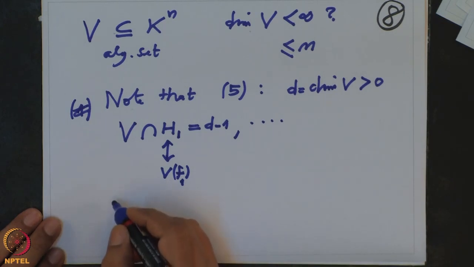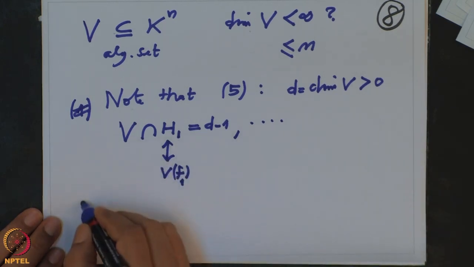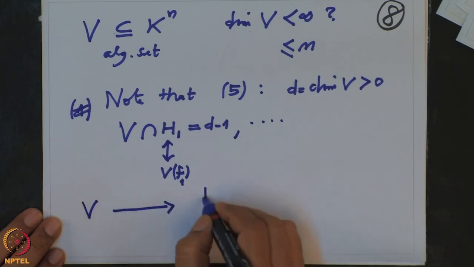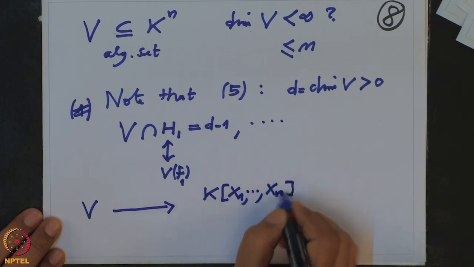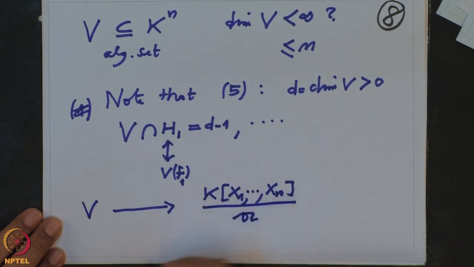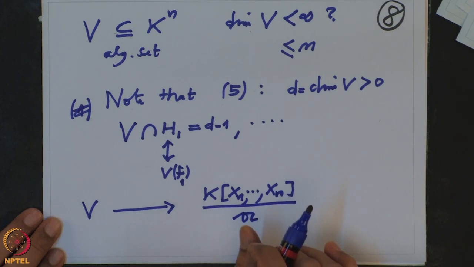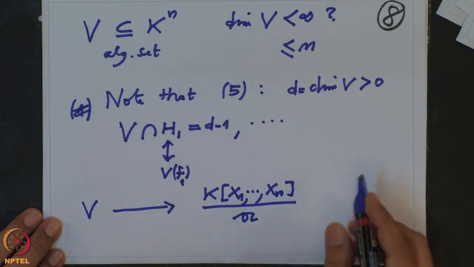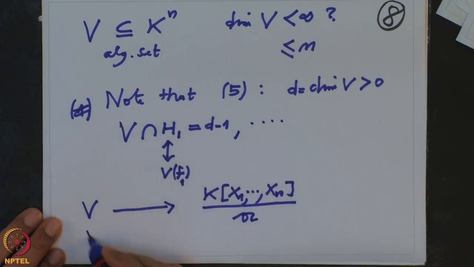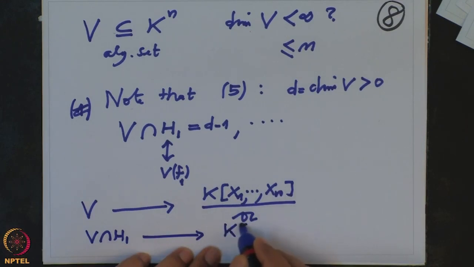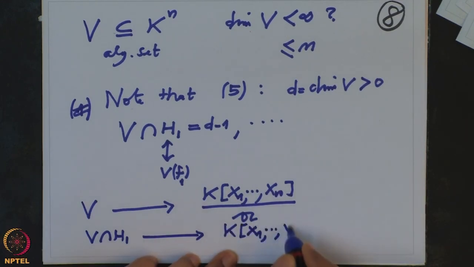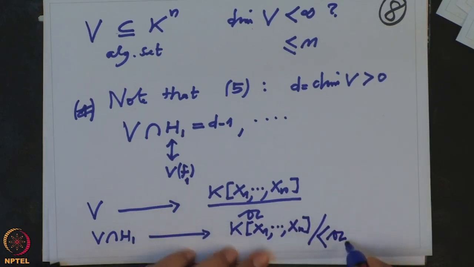So that means algebraically the following. V has the coordinate ring k[x1 to xn] modulo A. And this intersection operation, when I go to algebra, becomes the sum ideal. So V intersection H1 will have the coordinate ring k[x1 to xn] modulo the ideal generated by A and that F1.